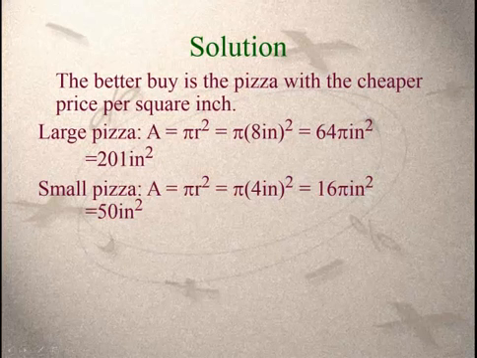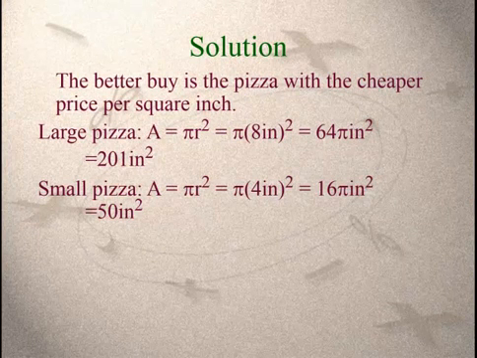The small pizza, initially the diameter was 8 inches. To find the radius, take half. So 4 inches squared is 16. We have 16 pi inches squared. And then we multiply 16 and 3.14. It has the approximation of 50 inches squared.